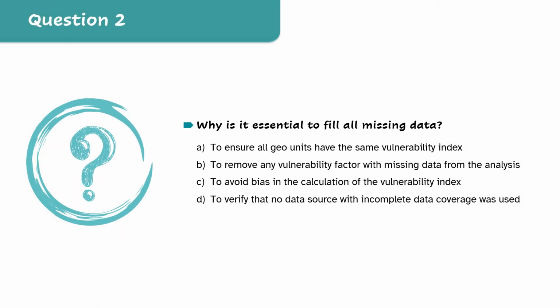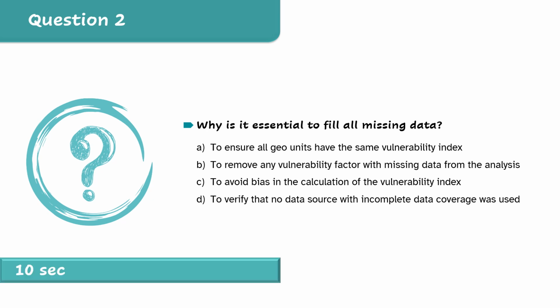Question 2. Why is it essential to fill all missing data? A. To ensure all geographic units have the same vulnerability index. B. To remove any vulnerability factor with missing data from the analysis. C. To avoid bias in the calculation of the vulnerability index. D. To verify that no data source with incomplete data coverage was used.